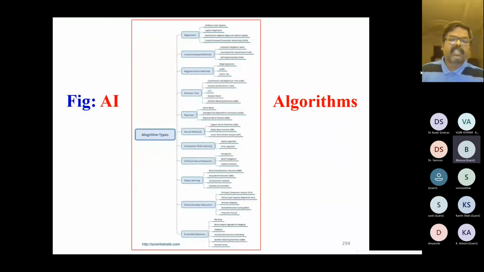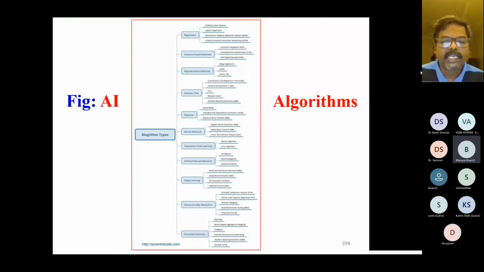Then these are the AI algorithms I have already explained, like regression algorithms, instance based methods, regularization methods, decision tree, Bayesian classification, kernel methods, association rule mining, artificial neural networks, deep learning, dimensionality reduction, ensemble methods, etc.